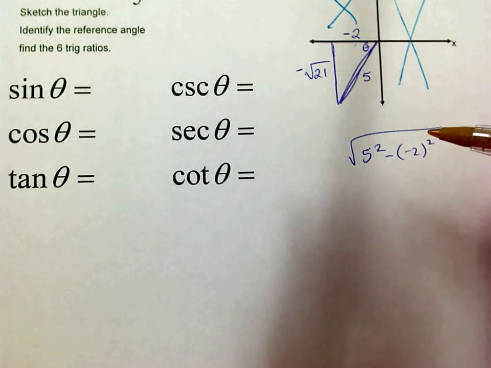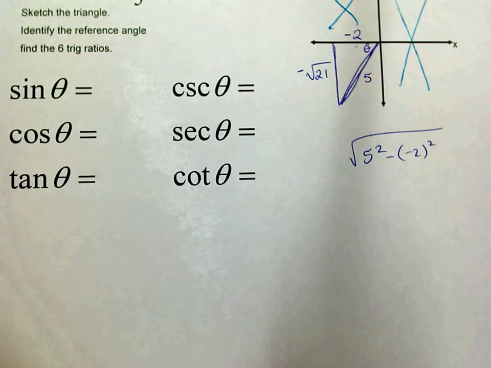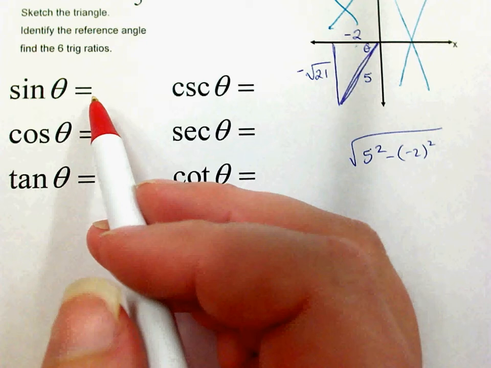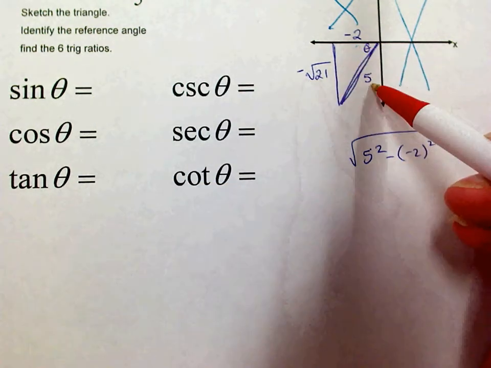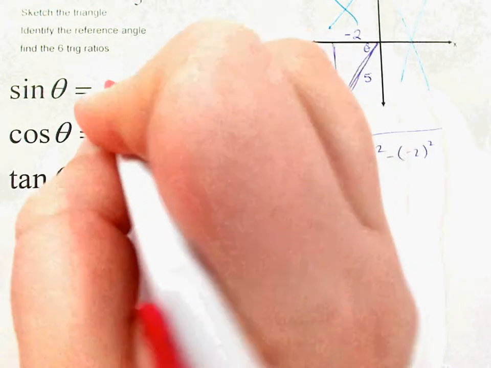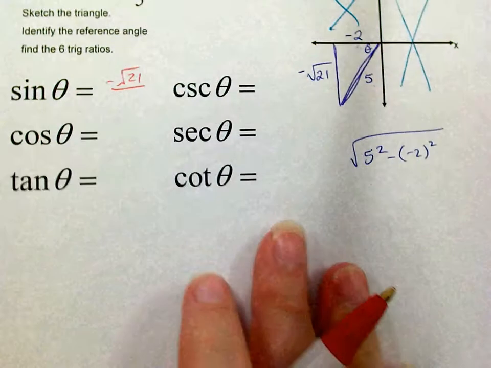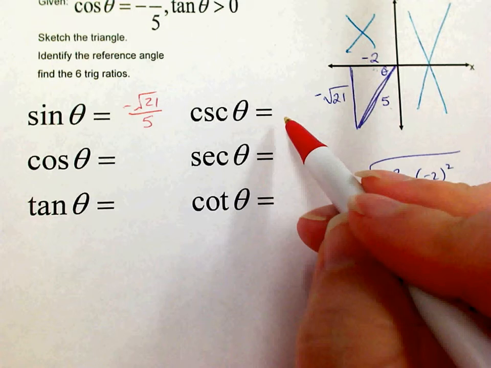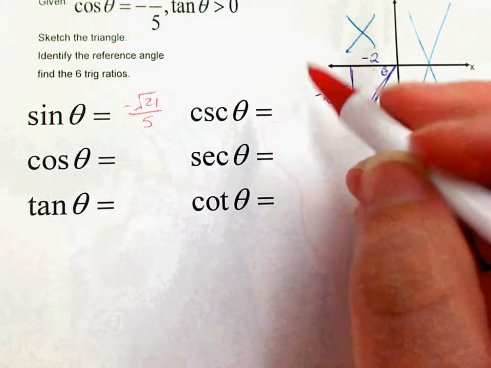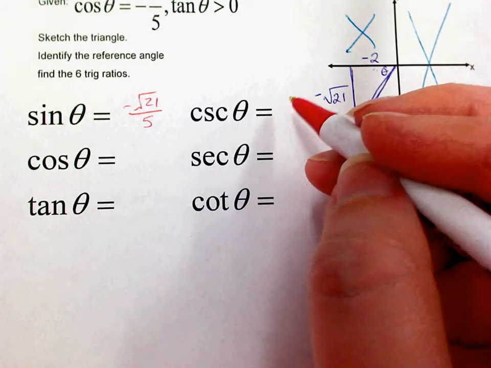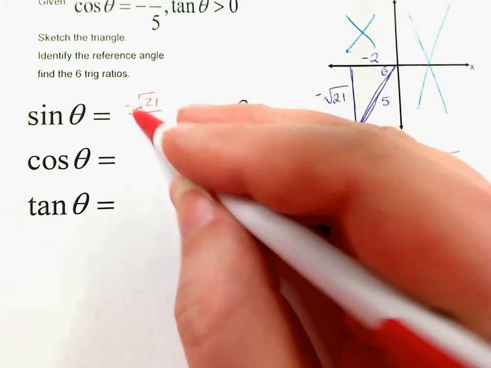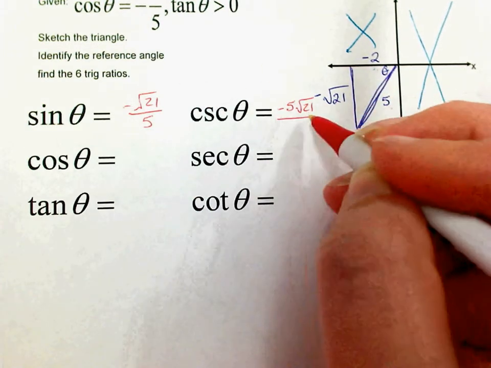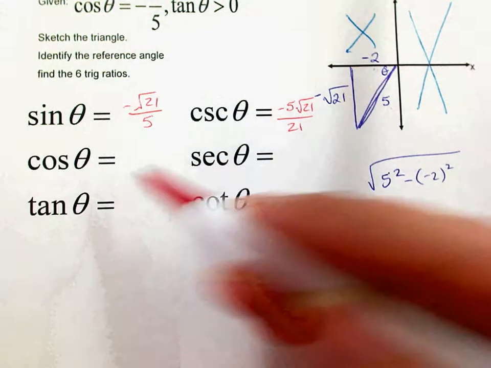Okay, now let's talk about sine. So sine is what over what? Opposite over hypotenuse. So negative square root of 21 over 5. Okay. So what does that make cosecant? Good. When you flip it, you got negative 5 over the square root of 21, but that means you're going to have negative 5 root 21 over, perfect. Okay, cosine is, well, we know, negative 2/5, right? So what does that mean secant is?